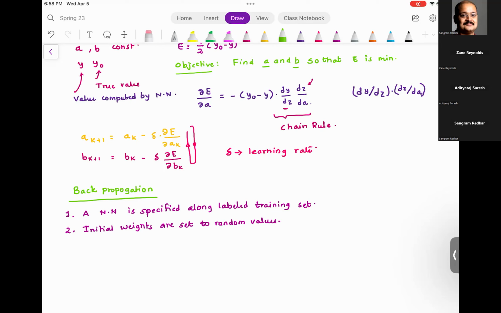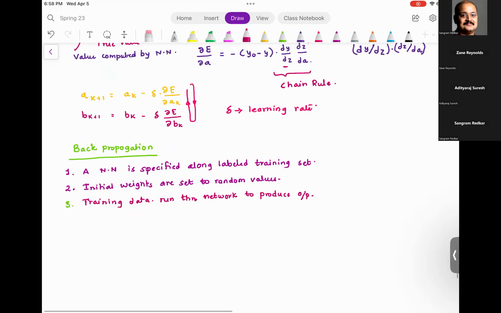The third thing is the training data is run through the network to produce an output, where we have the ground truth, y0, which is the label or ground truth data.